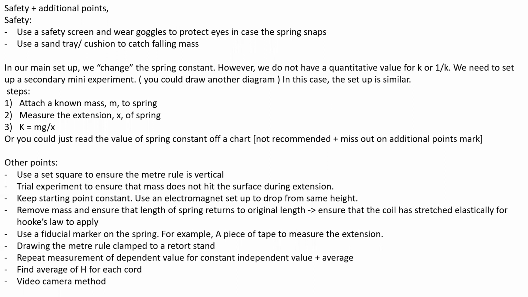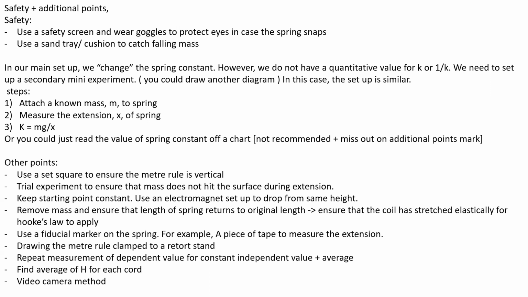In our main setup, we change the spring constant by changing the spring. However, we don't have a quantitative value for k. You can't plot the value of (h minus L) squared over h against spring A, spring B. You have to plot it against a quantitative value for k or 1 over k. So we need to set up a mini experiment. You could draw another diagram, but in this case it's similar, so I didn't include it, but it's always good to include diagrams for secondary mini experiments.